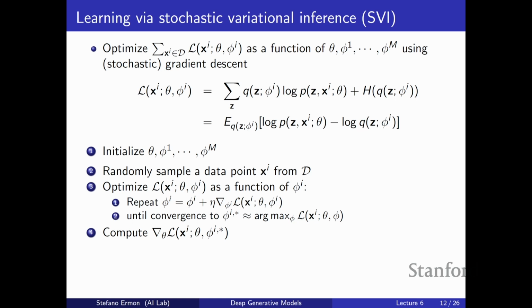Why do you get rid of the H going from line 1 to 2? I'm just expanding it. The H is the entropy, which is the expected log probability under Q.